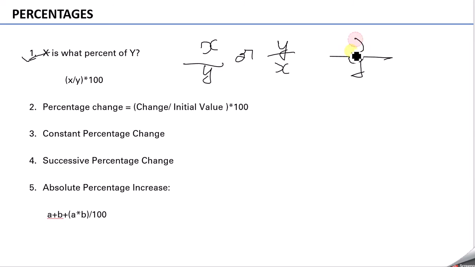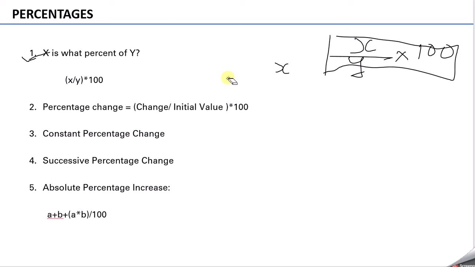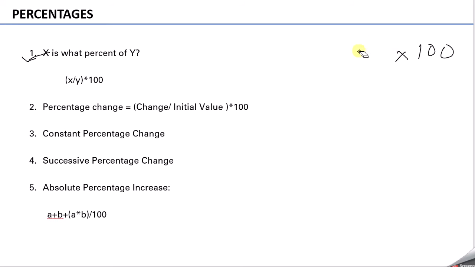So x is x by y into 100. This is the equation for x is what percent of y. I hope it is clear. It's just a matter of understanding the English over here. It's nothing complicated. When the question is x is what percent of y, it is x by y into 100.